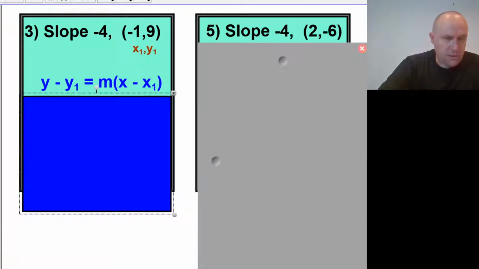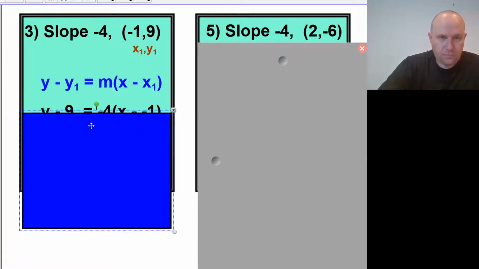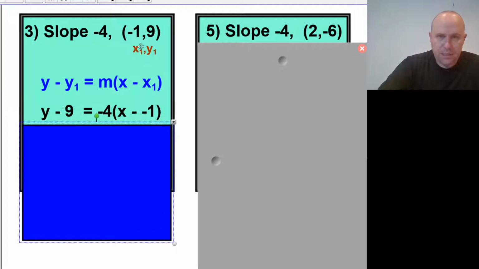Let me move on to the ones that had -4. So one of them was -1, 9, so I label my coordinates again. Plug in my numbers, so y1 is 9, slope is -4. Subtract x1, so I've got to subtract -1. So once again, I have my two negatives here, so I know that's going to give me a positive. I'm just going to draw that straight in.